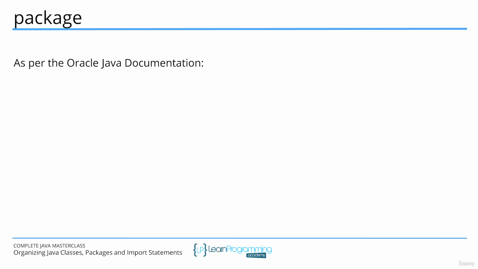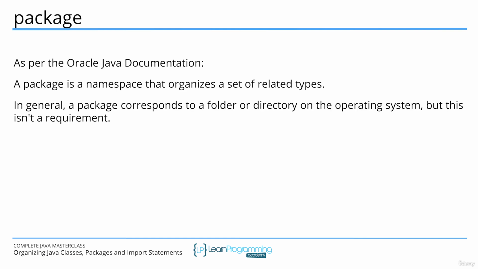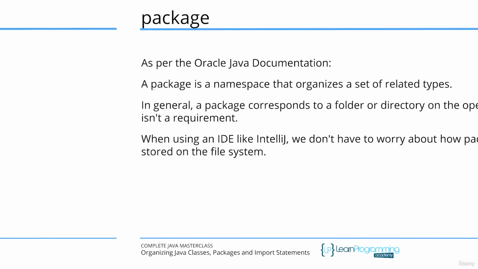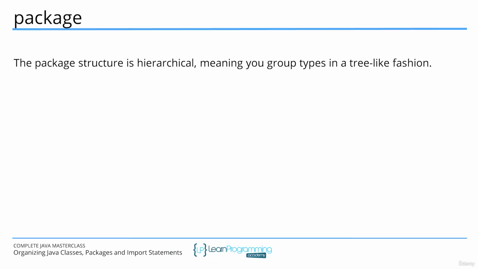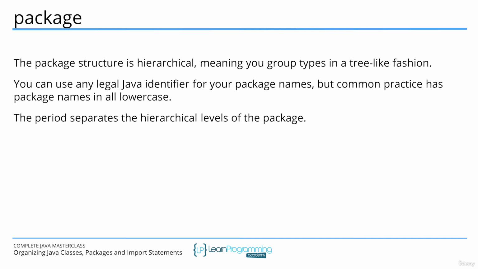As per the Oracle Java documentation, a package is a namespace that organises a set of related types. In general, a package corresponds to a folder or directory on the operating system, but this isn't a requirement. When using an IDE like IntelliJ, we don't have to worry about how packages and classes are stored on the file system. The package structure is hierarchical, meaning you group types in a tree-like fashion. You can use any legal Java identifier for your package names, but common practice has package names in all lowercase. The period separates the hierarchical levels of the package.